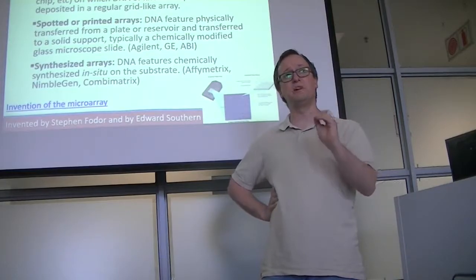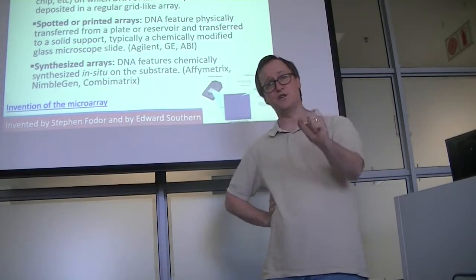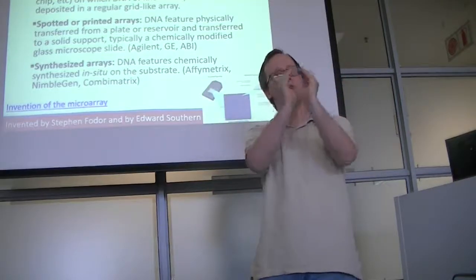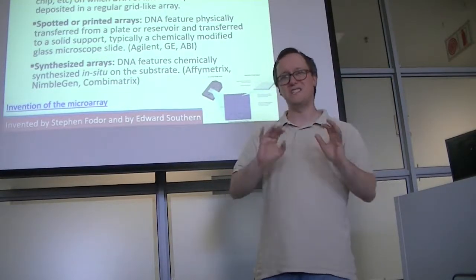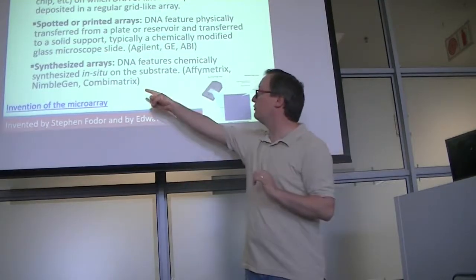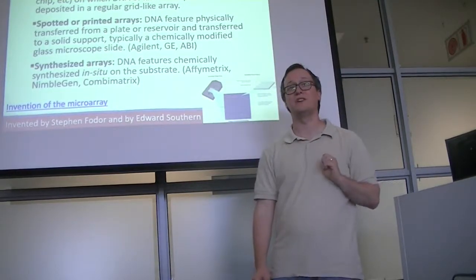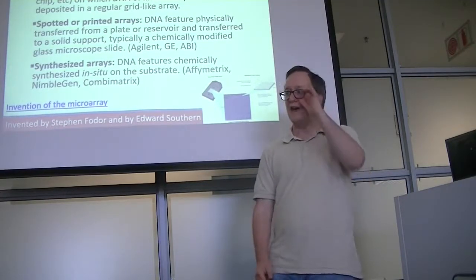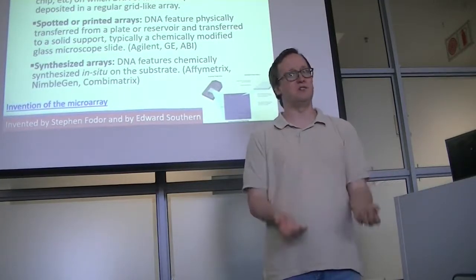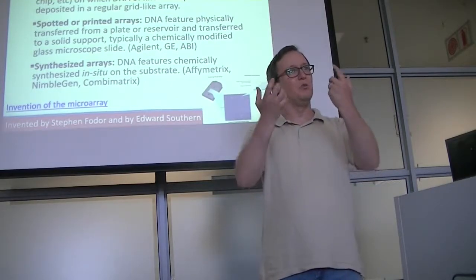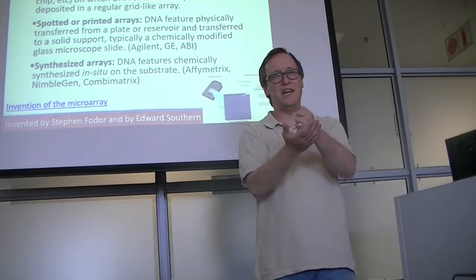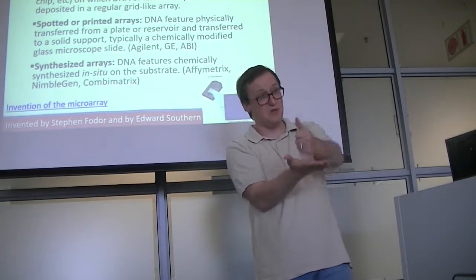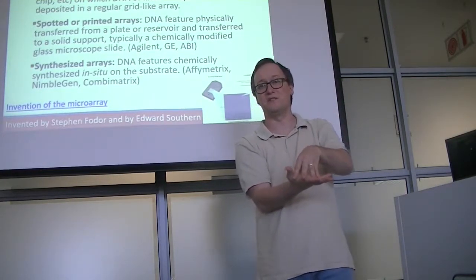However, spotted or printed arrays tend to have fewer features on them. They tend to have fewer different probes that you can load onto one surface. So that's kind of a weakness of them. As a result, we saw an awful lot of people move in the direction of synthesized arrays. Now, synthesized arrays have this really odd thing, and you probably just won't believe me when I tell you at first. We synthesize the DNA right on the surface itself. We're building DNA chains, the probe sequences, right on the surface.